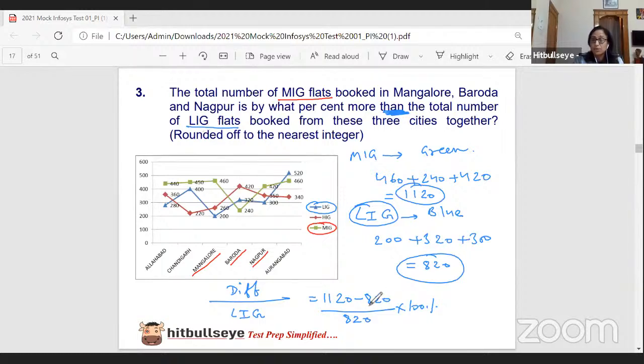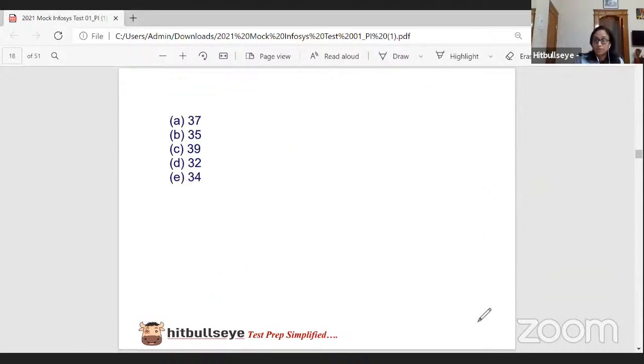Now, it's a very simple question. Calculation is not difficult. 300 is what percentage of 820? So of course it roughly comes out to be 37%. We don't need to find the answer exactly. So it is roughly 37%, given as option number A. Clear, everyone?